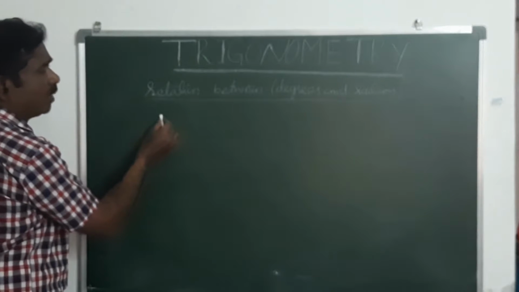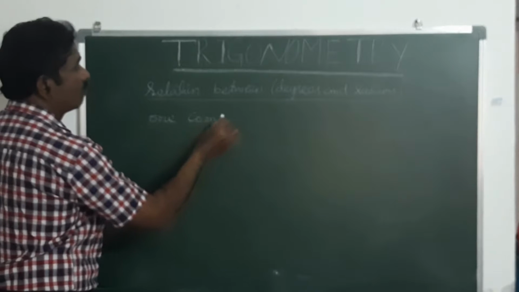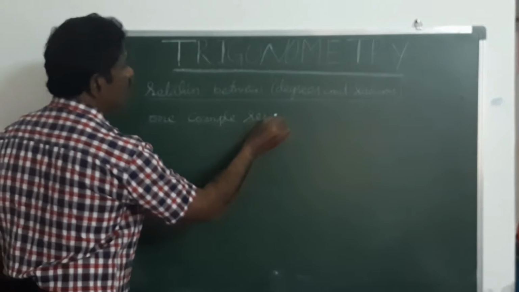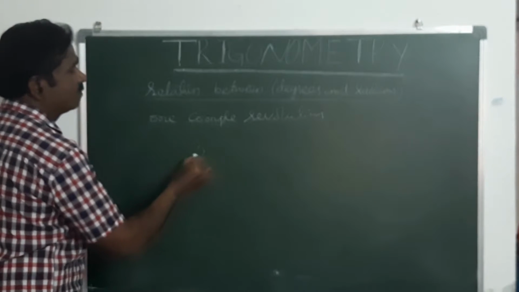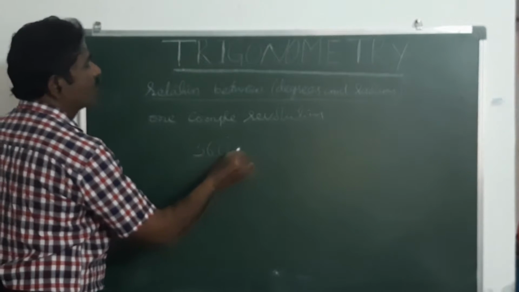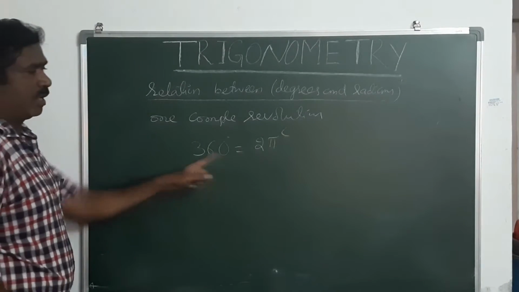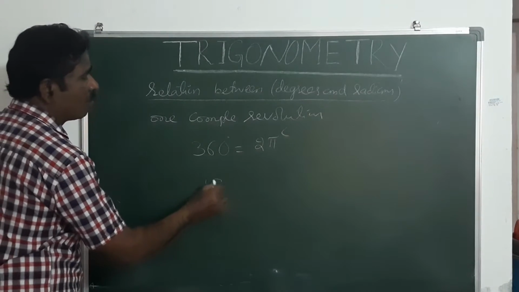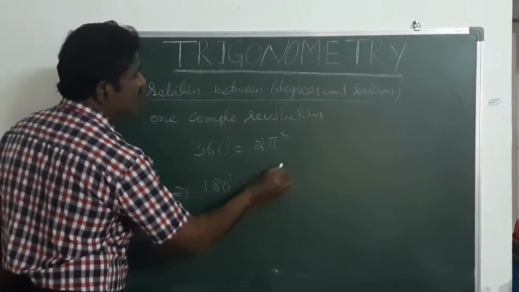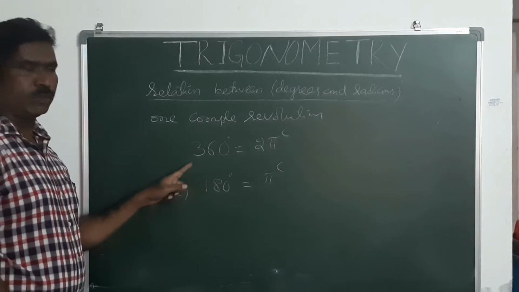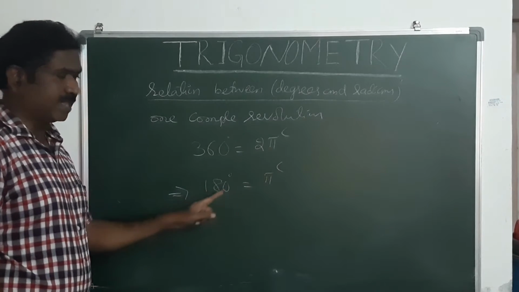Now, one complete revolution equals 360 degrees, which equals 2 pi radians. Now divide by 2. So 180 degrees equals pi radians. This is a common relation.